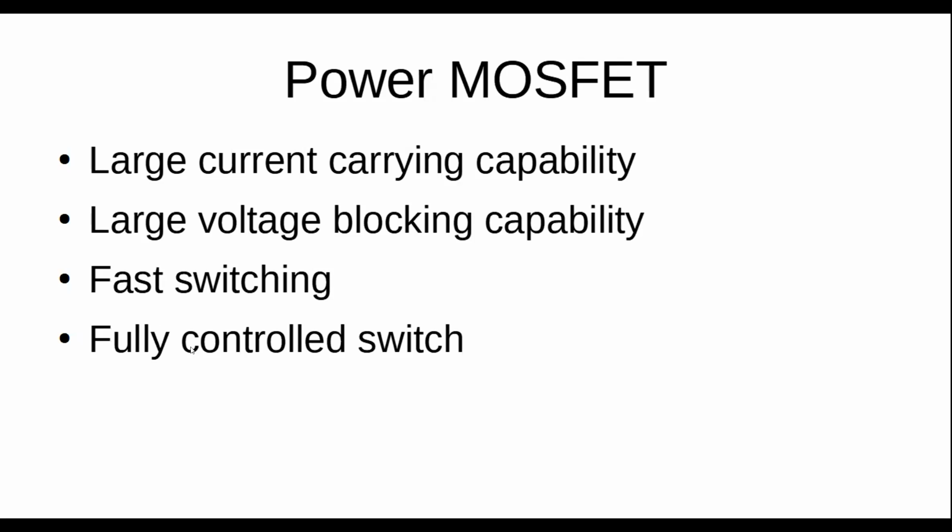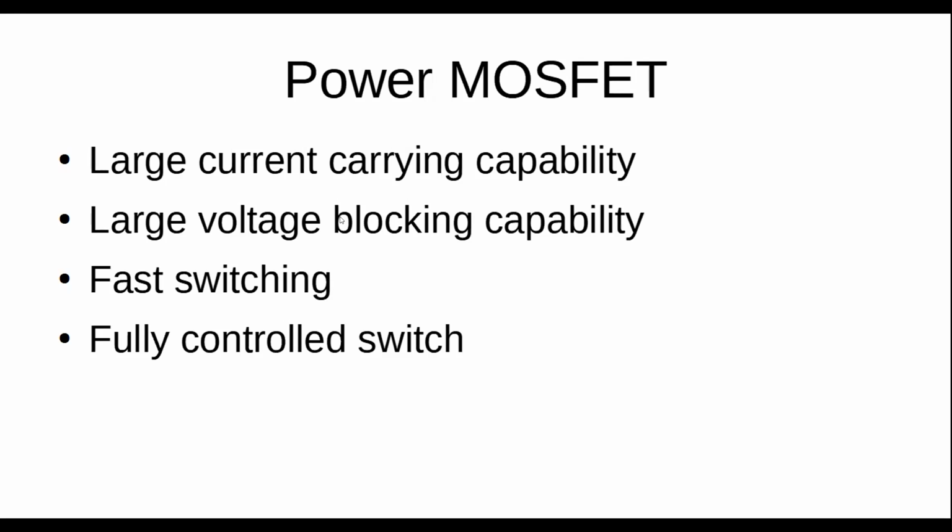So voltage control is much easier than current control. It's easier and therefore generally a bit cheaper. It's also a fully controlled switch. Then it has large current carrying capability and large voltage blocking. Again, like all the transistors, like the BJT, we are blocking a positive voltage. So VCE never becomes negative.